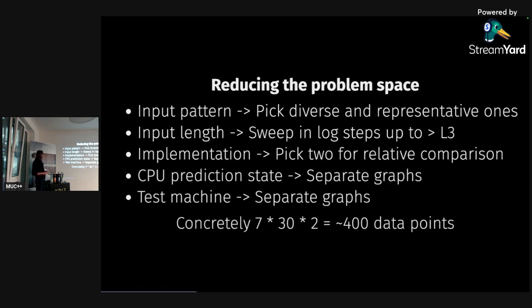Okay, so concretely what we're talking about, it's about 7 input patterns, 30 length steps. We're looking at 2 implementations. That's about 400 data points. So that gives you an idea of how much data we need to visualize. What are we looking at? There's a difference if you want to visualize 5 points versus 10 million or 400. This gives us kind of a mental space so we get an idea what we can show.